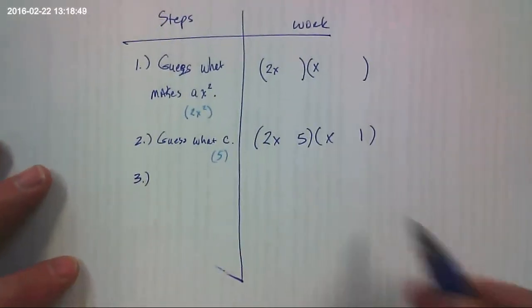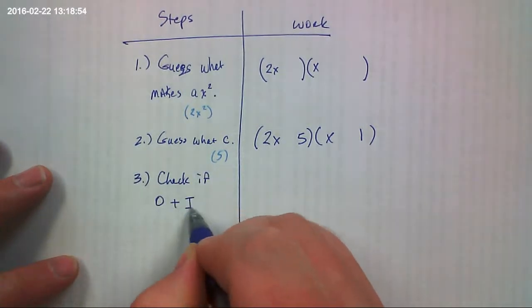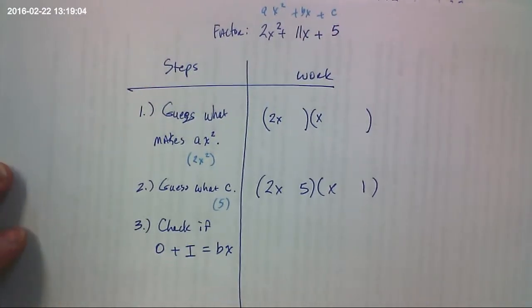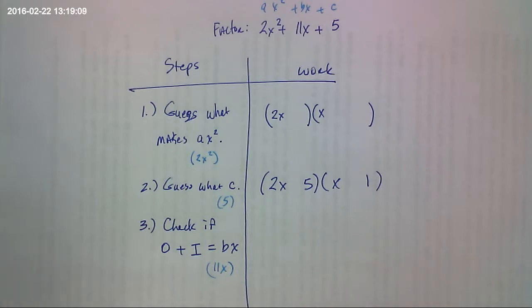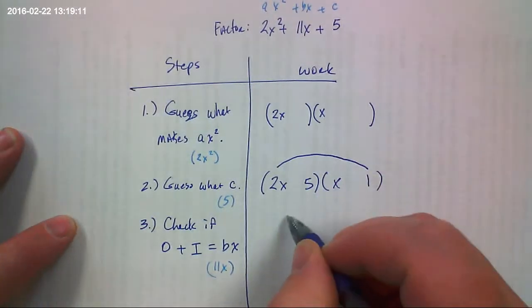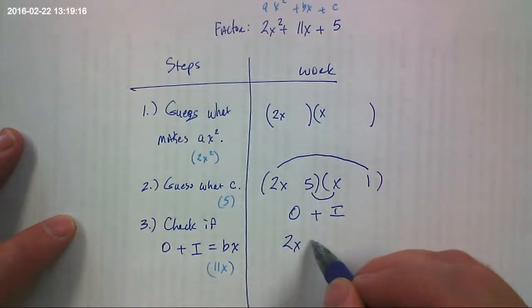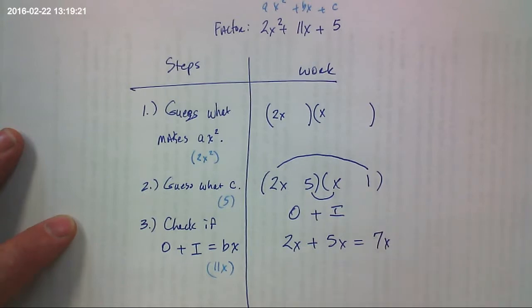Step 3. Check if outside plus inside equals B. For this one, what is B? 11x. So for this one, the outside plus the inside: the outside is 2 and the inside is 5. What's that equal? Not 11. So you know what we have to do?